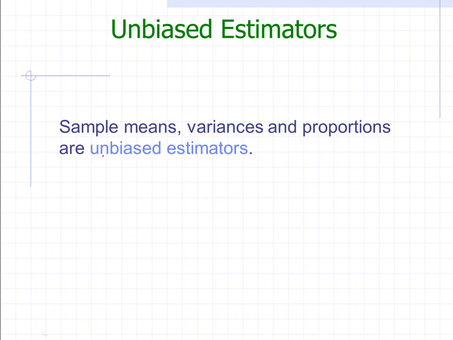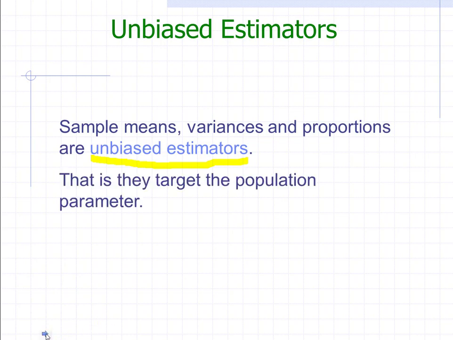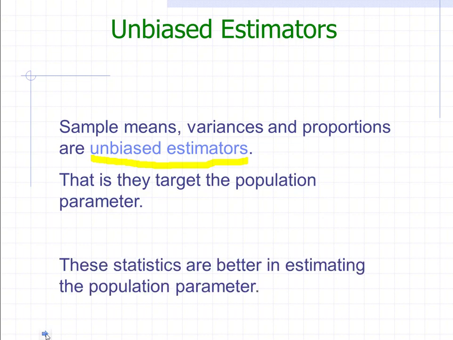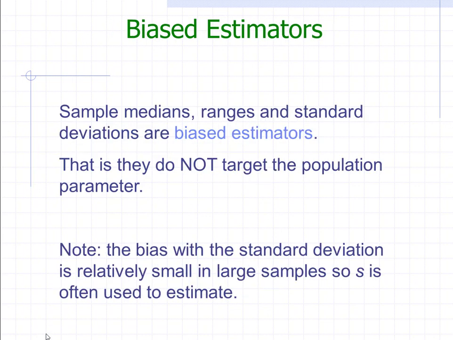Now, these are called unbiased estimators. And when we talk about unbiased estimators, what that means is there's no built-in error. They help us make pretty good guesses. So they target the population parameter. Because they're unbiased estimators, these statistics are better at estimating the population parameter, and that's what the science of statistics is, using sample data to estimate population data. Now, medians, ranges, and standard deviations are biased estimators, so they don't target the population parameter. We are going to talk about standard deviation distributions because the bias is small enough that we can still make some pretty good estimates.